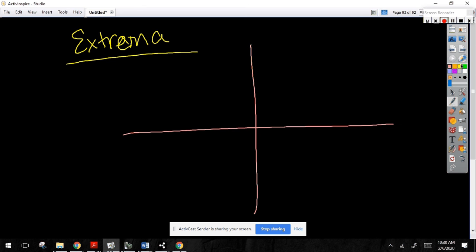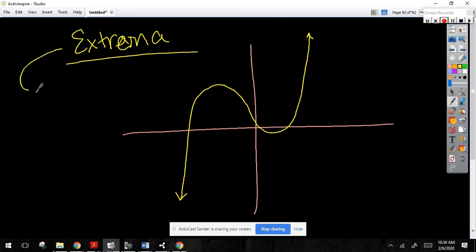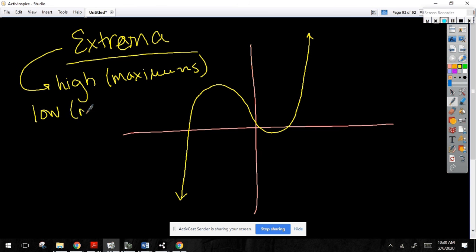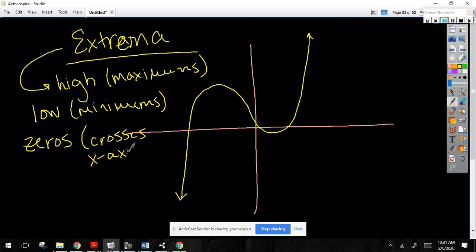So let's say I have a graph that looks like this. That's a cubic. Extrema are highs or lows. We talk about high points. High points we call maximums. Low points we call minimums. And zeros, where it crosses the x-axis. Yes, we call those zeros.